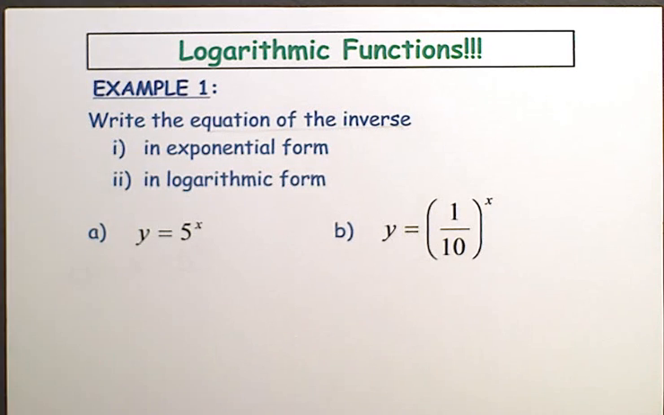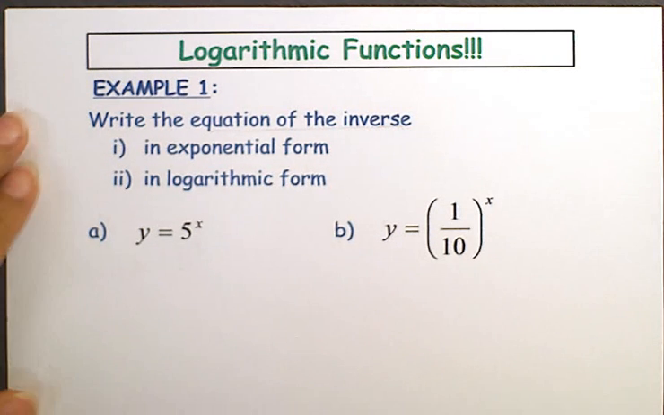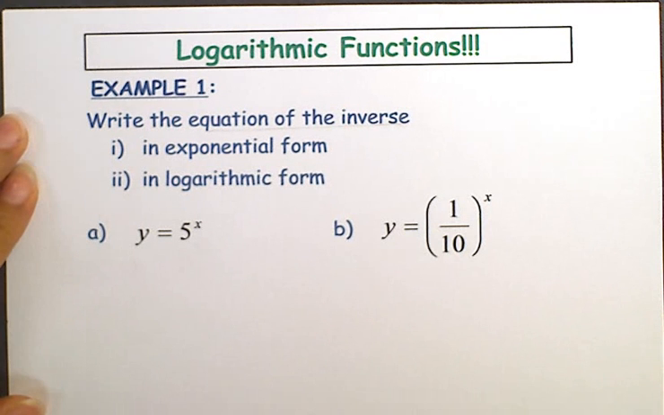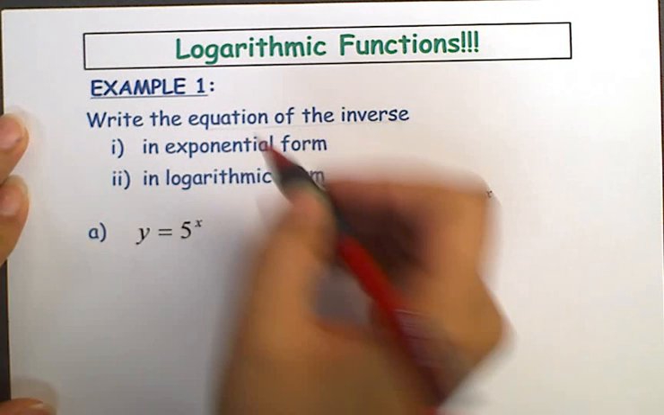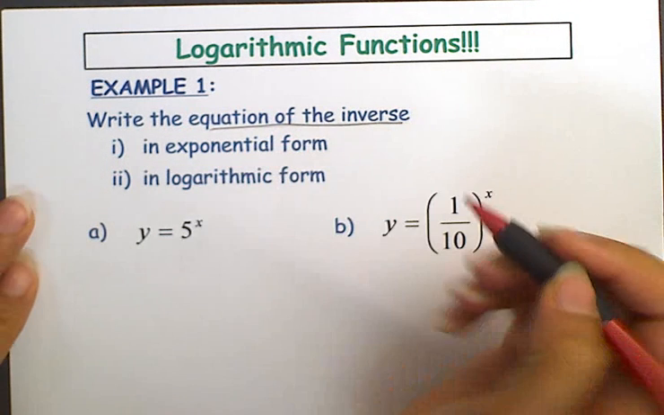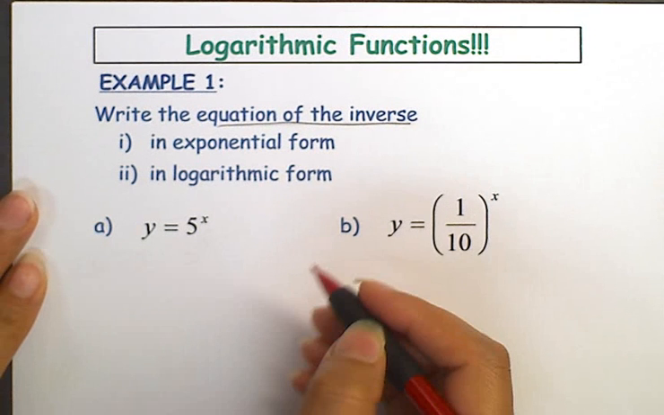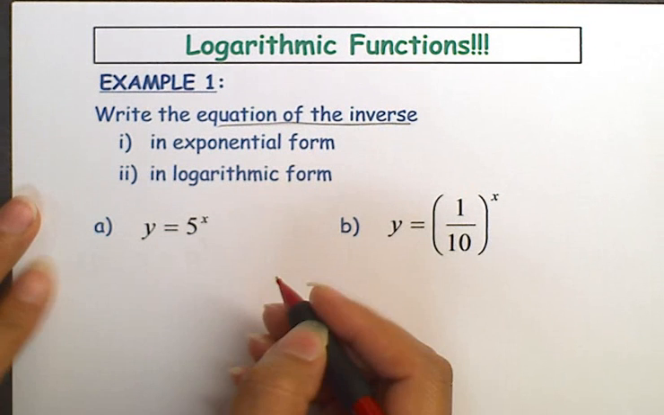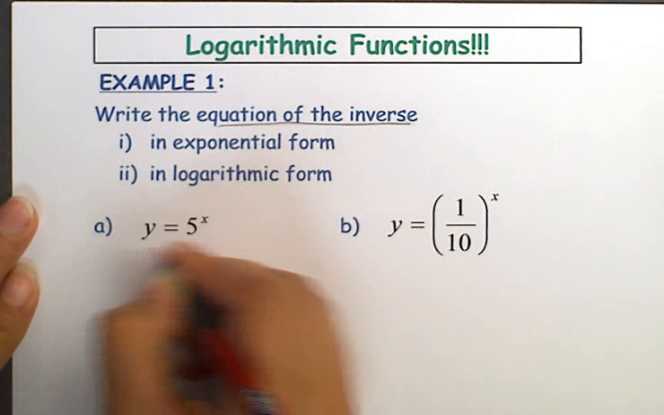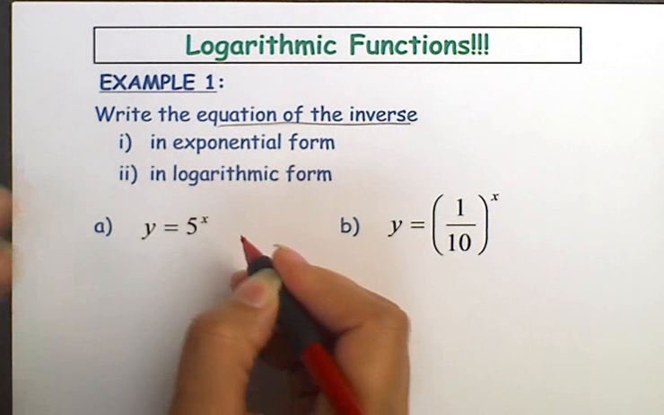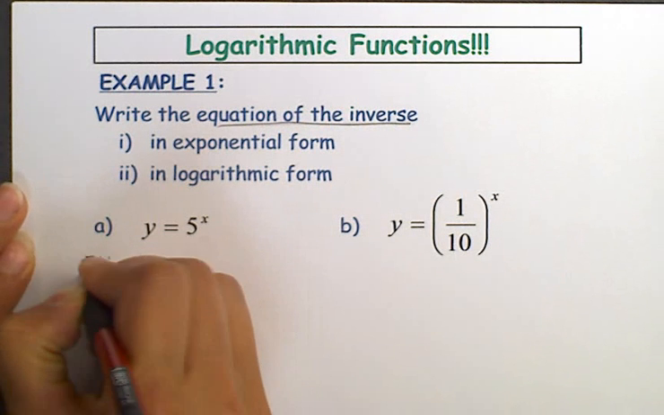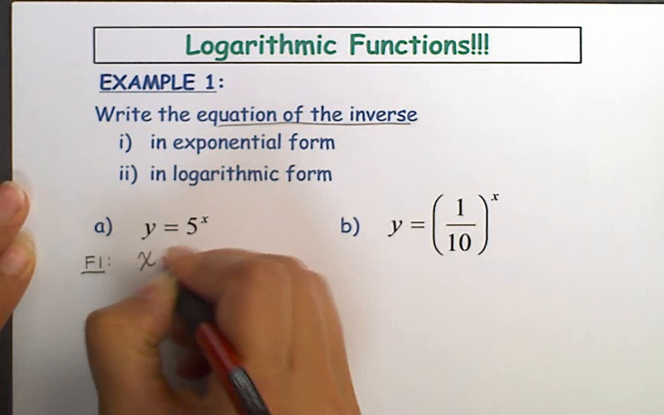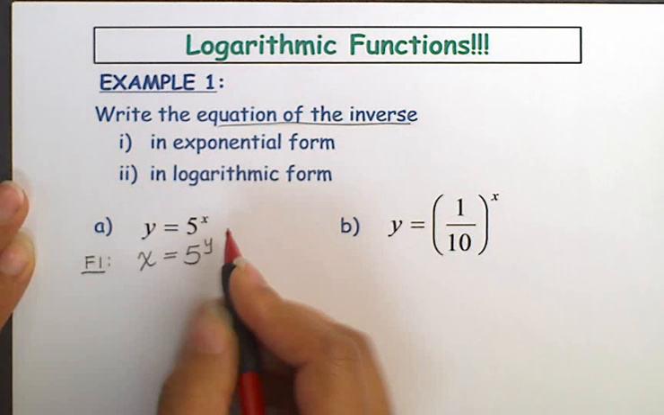Okay, so we're going to look at some examples with the logarithmic functions. So the first example asks us to write the equation of the inverse in exponential form, then in logarithmic form. So remember that when you're looking at an inverse relation, you're essentially interchanging the domain and range, or in other words, you're switching the x and the y values. So if I wanted to write the inverse of this exponential function in the inverse form, I would interchange the x and y. So that's what I'm going to do. So I have x equals 5 to the exponent y. So I switch the places of the x and the y.